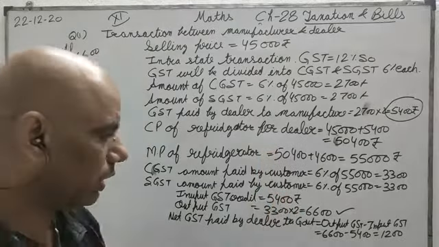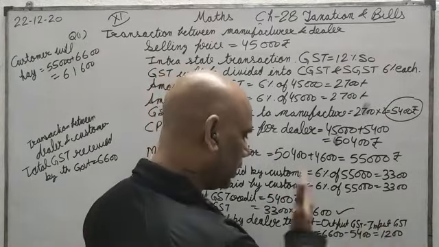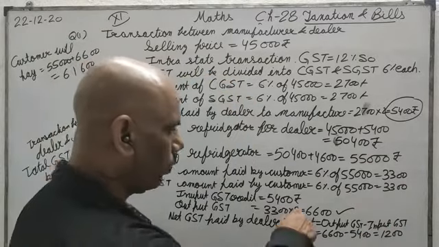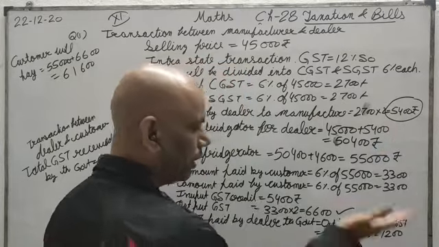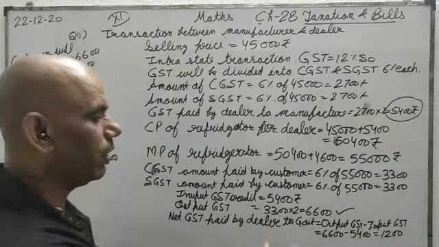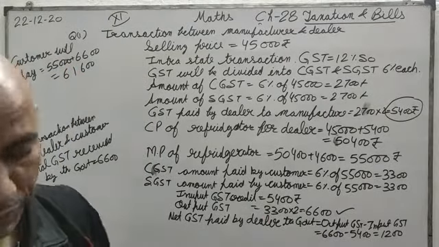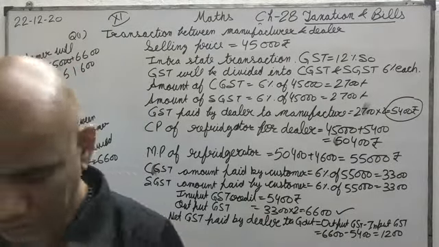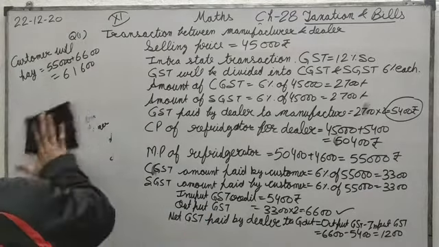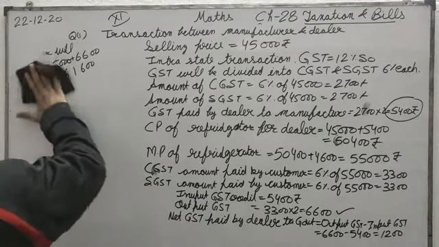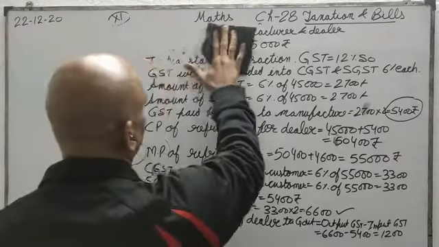Okay, so total GST paid is this 6,600. Customer has paid this GST to the dealer. Out of this, 5,400 dealer has paid to manufacturer and 1,200 dealer will pay to the government. So government will receive this 6,600 rupees as GST. Okay, let us see the next question. Most of the time the transaction will be like this, but sometimes the discount will also come into the picture. So then we will see how discount will be calculated.